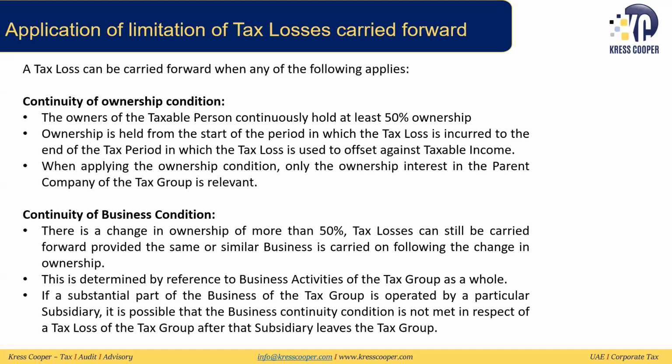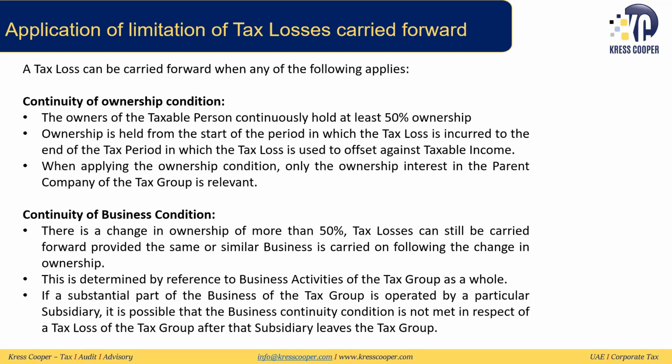Here we say that the owner of the taxable person needs to hold at least 50% continuously throughout the period. This period is from when the tax loss was incurred to the tax period in which this offset is happening. When we are saying continuous ownership, we are only referring to the parent in this case. So the owners of the parent company need to continuously hold this 50% ownership. If this continuity of ownership condition is not met, you can still offset the tax losses if the continuity of business condition is met.